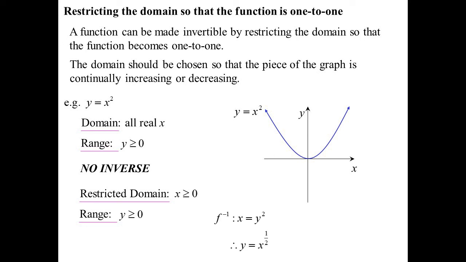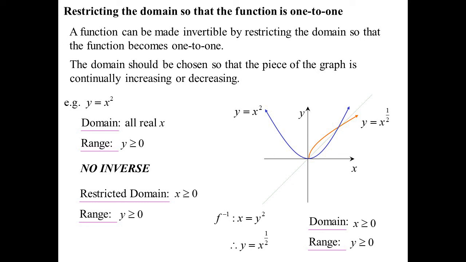So what do we end up with? We end up with x to the power of a half, or positive square root of x if you like. And if we draw it, there it is. It's basically the top half of the parabola. If I had chosen the other one, then I would have ended up with negative the square root of x.